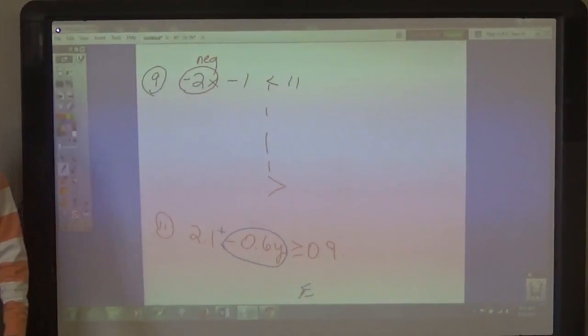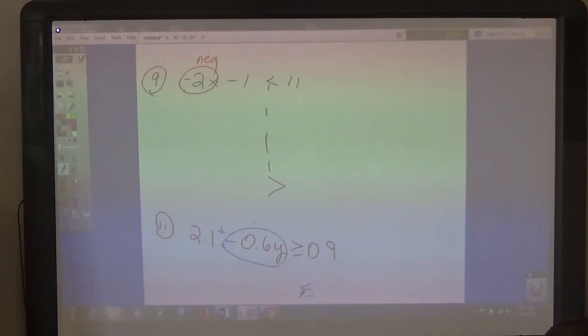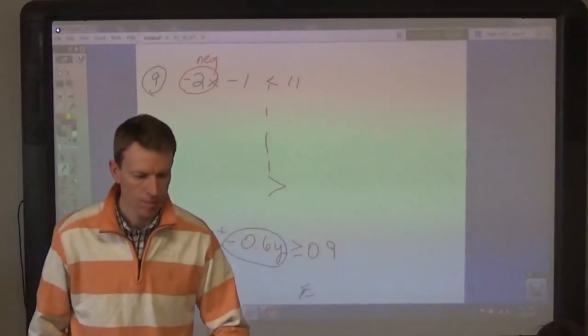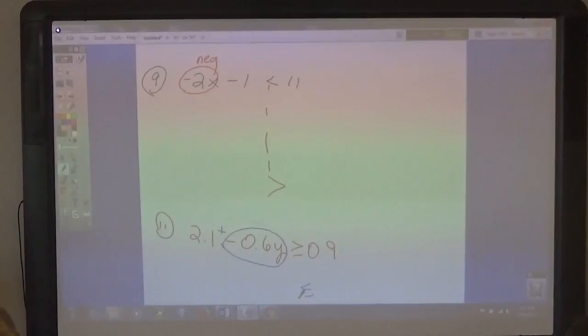Okay? Do 9 and 11, and then do 17 and 22. Okay, solve and graph. Solve and graph. That's 9.